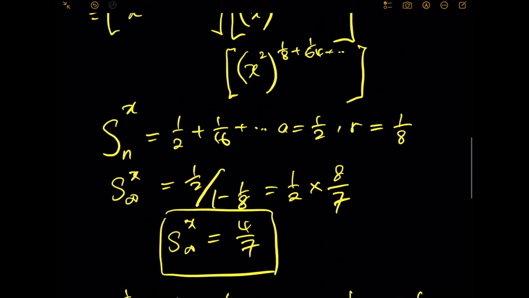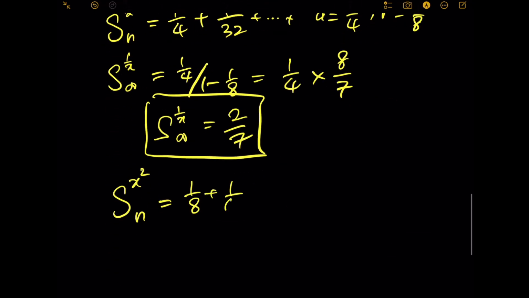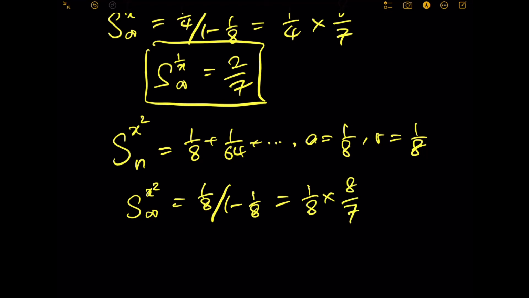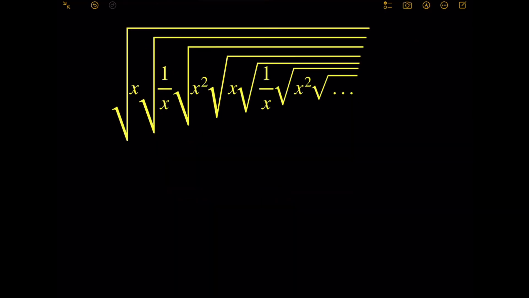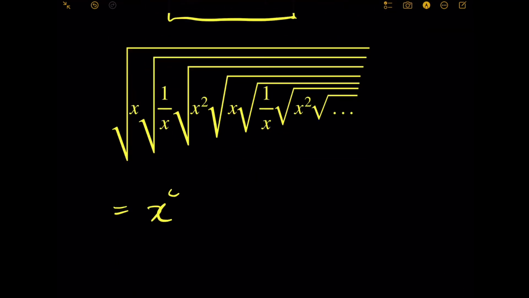And finally the S for x squared. It starts with 1 over 8 plus 1 over 64 plus, so we know a is 1 over 8, and the common ratio is also 1 over 8. So S of x squared infinity is a, 1 over 8, divided by 1 minus r, which is also 1 over 8, which is 1 over 8 multiplied by 8 divided by 7, which is 1 over 7.